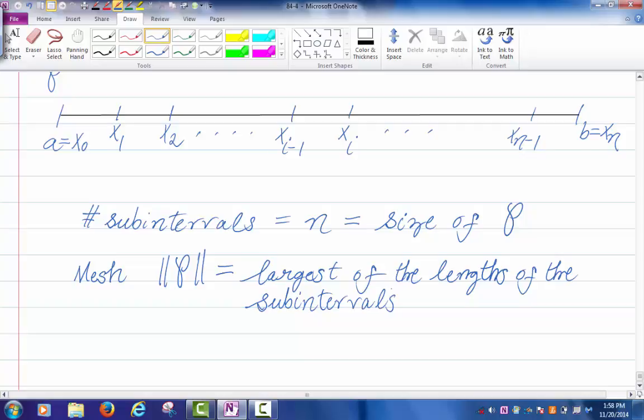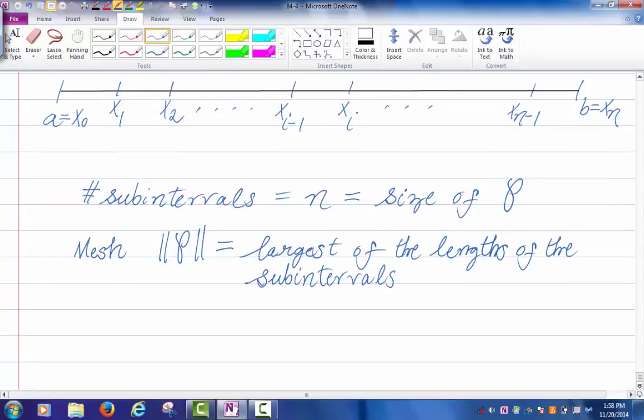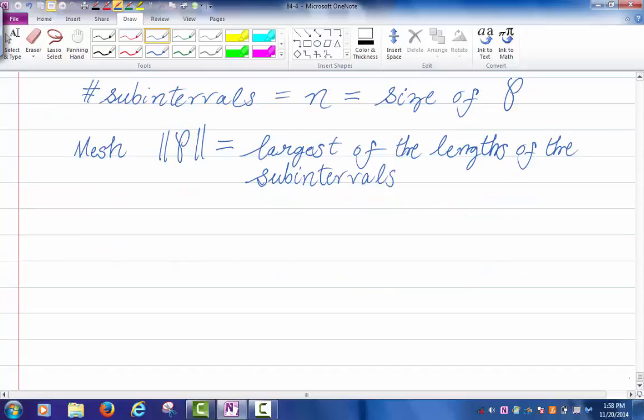Is everybody clear on that definition? Well, let's make these concepts clear through some examples. Let's look at an example, and let's say we are speaking about the interval from 2 to 5.